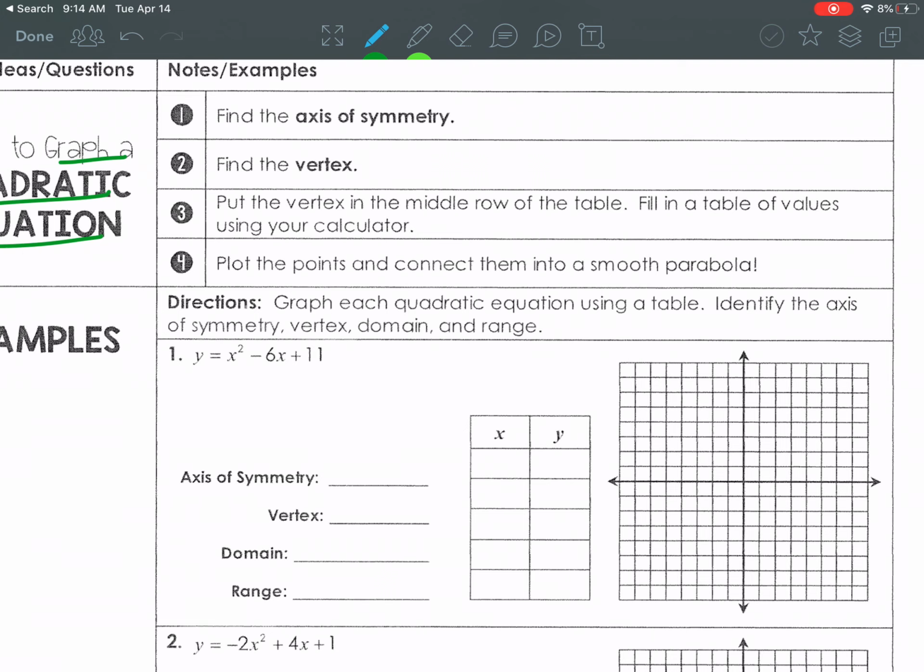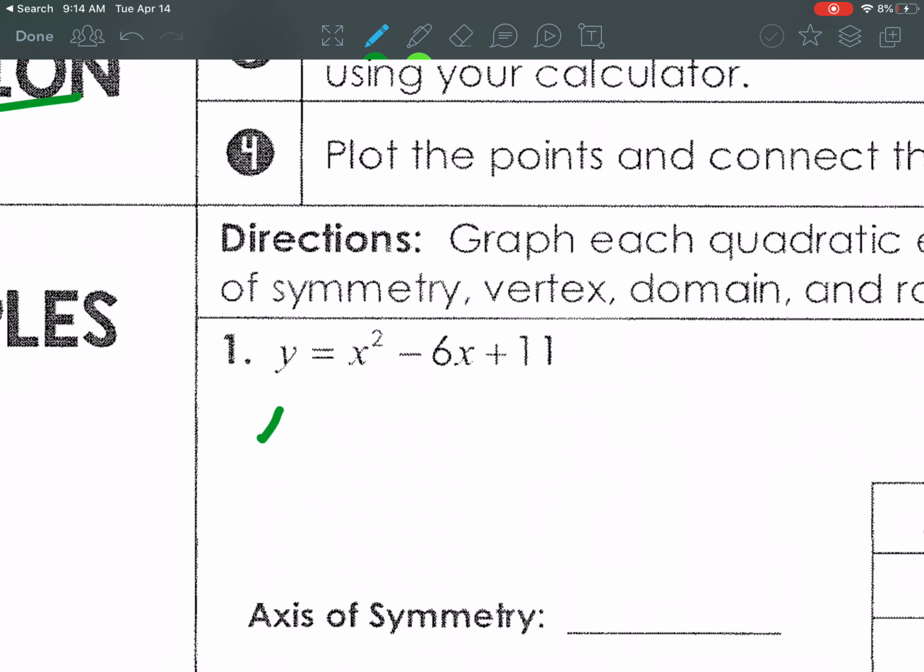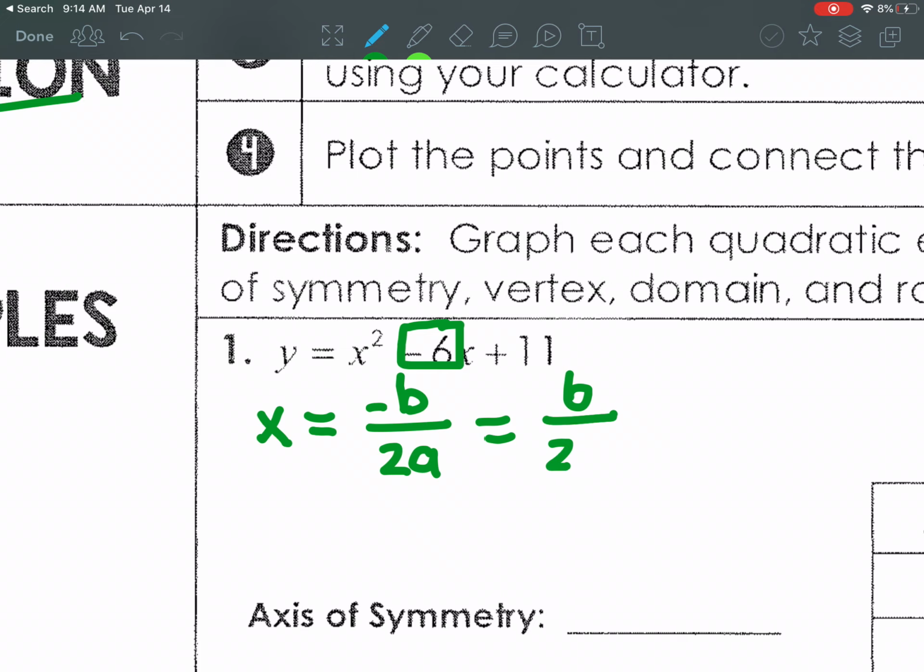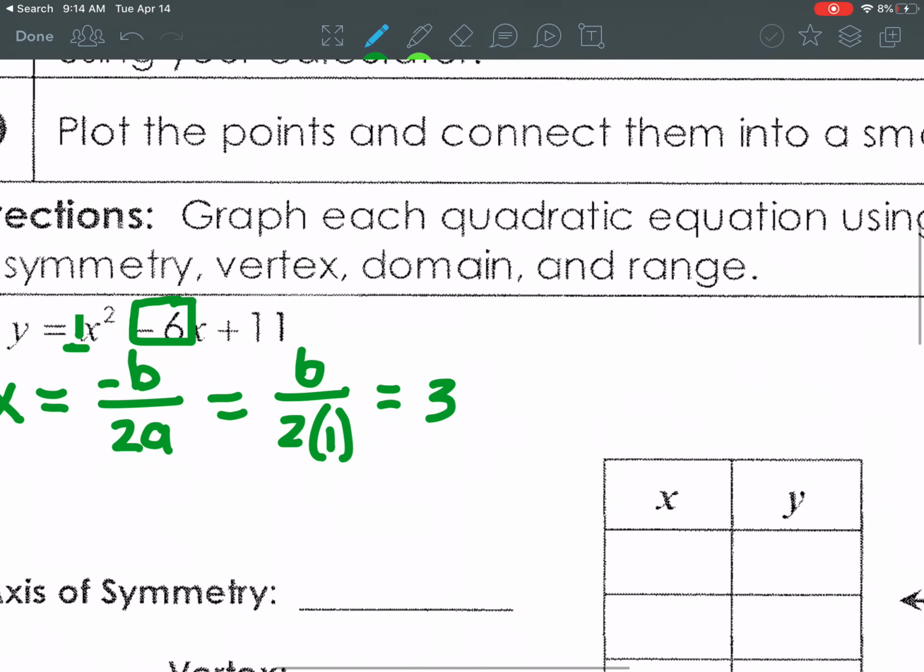So here are the 4 steps to graphing a quadratic function. First, find the axis of symmetry. We learned how to do that last week. We do that with the equation x equals negative b, or the opposite of b, over 2a. So let's plug in our values. b is negative 6, so the opposite of b would be positive 6, over 2 times our a value. There's nothing in front of the x squared, so there's a 1 there, so 2 times 1. 6 divided by 2 is 3, so our axis of symmetry is x equals 3.